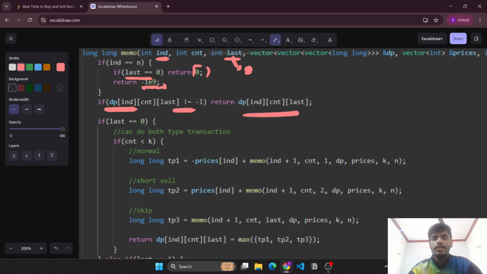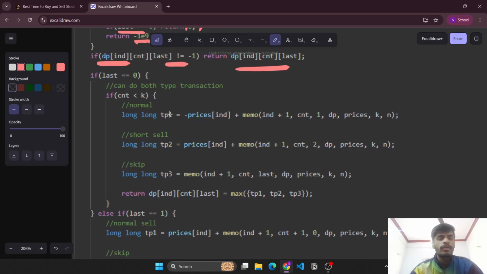If it has, then we simply return it. Now, if count is less than k, only then can we start a particular transaction for last equals to 0. Otherwise we will not be starting it. So if count is less than k, we can write the three transitions: normal buy, short sell, and skip. The normal buy is minus prices of index, plus 1 count, and this last becomes 1. Then in the short sell we'll be selling it, so plus prices of index, then index plus 1, count, and this last becomes 2. And skip will be simply calling for index plus 1, count, last.